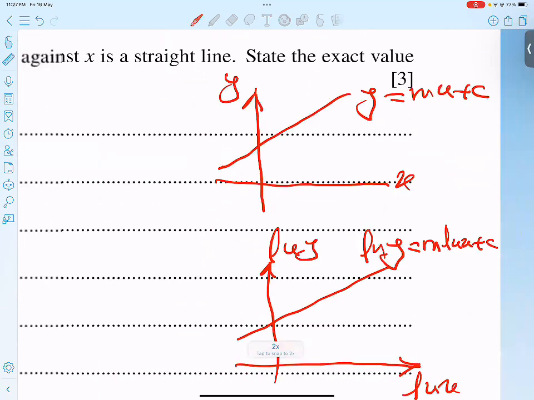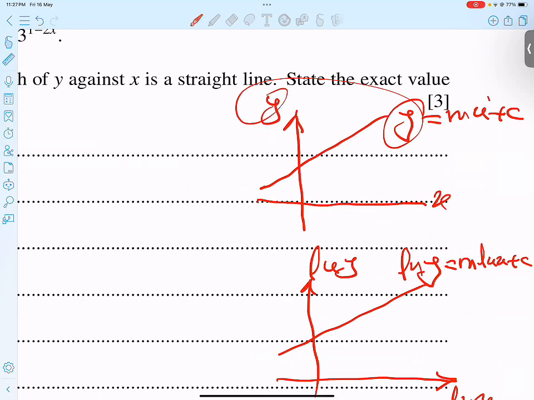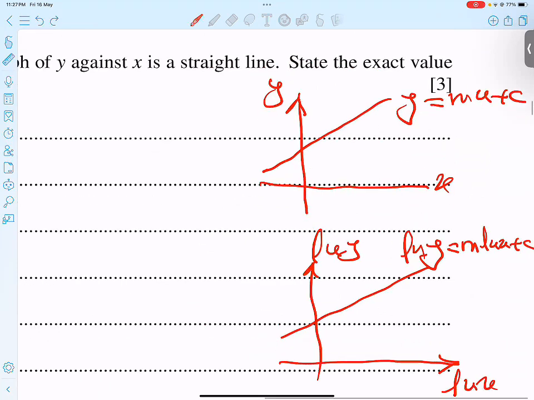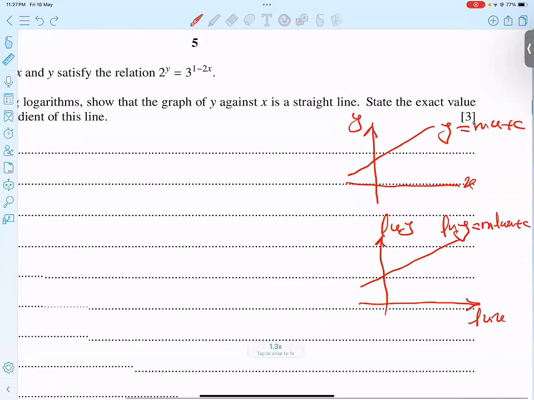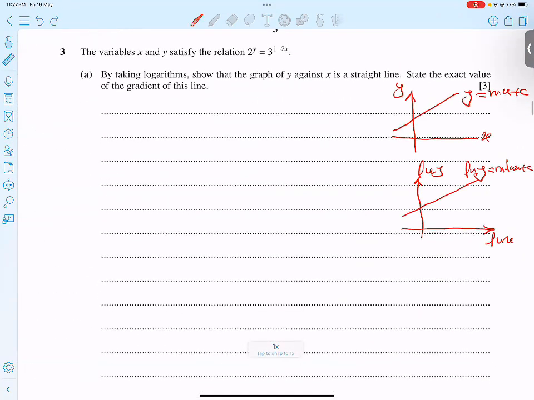So here y comes from here, and x comes from here. And in this option, this ln x comes from here and ln y comes from here. And m and c are part of the equation of a straight line. So now, starting. He said by taking logarithm.